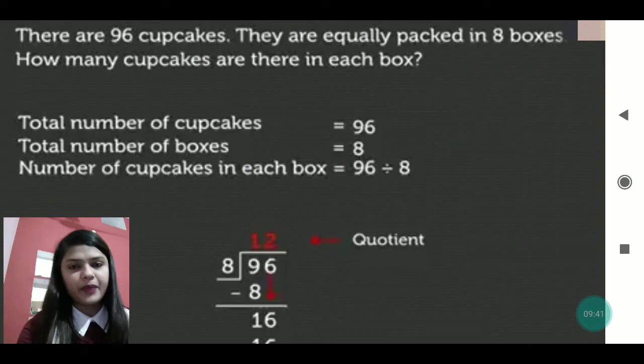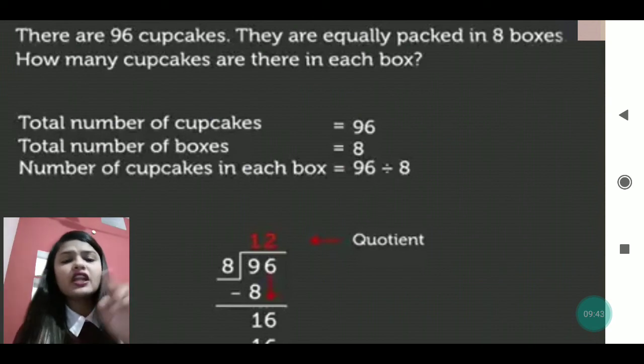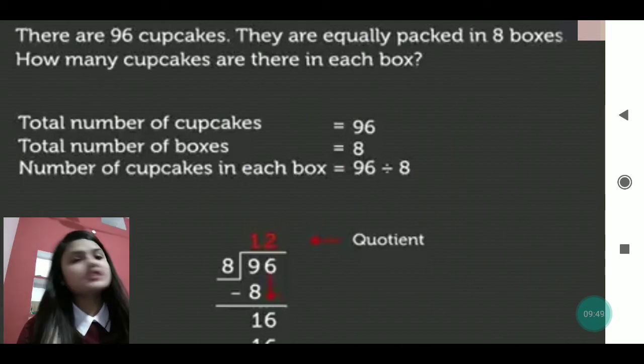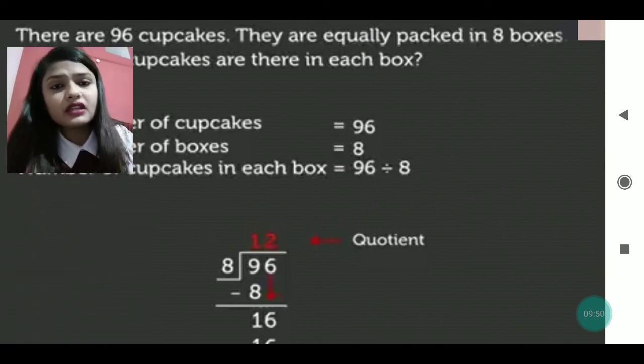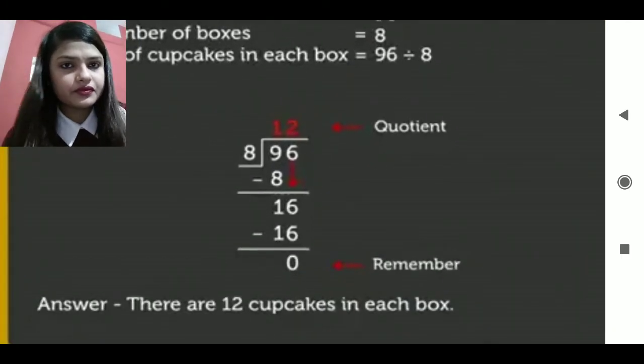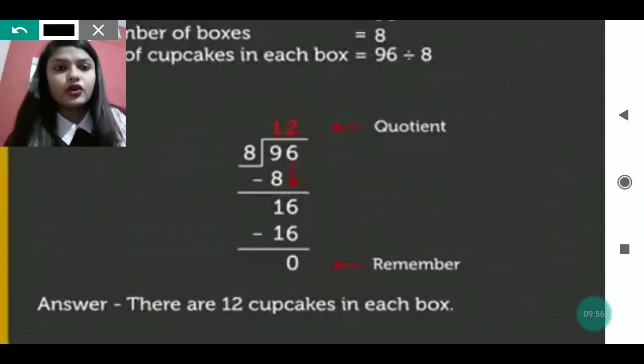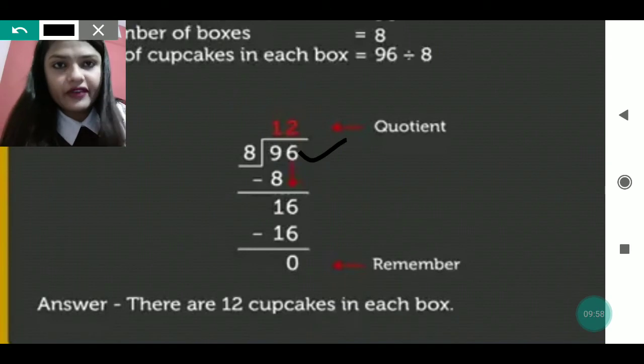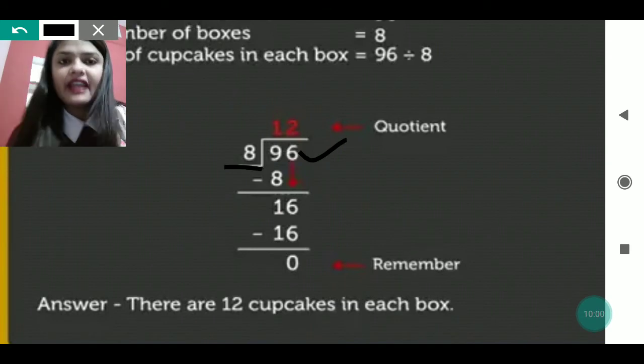Total number of cupcakes, that is 96. Total number of boxes, that is 8. Number of cupcakes in each box. So 96 divided by 8. Now let's do it. 96 we have written in the dividend column and 8 we have written at the divisor.